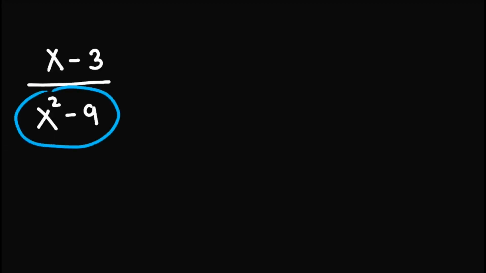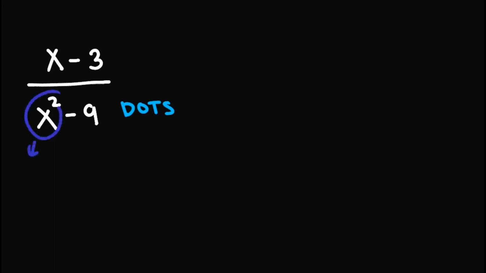Let's have this fourth example. We have x minus 3 all over x squared minus 9. Now in this example, observe that the denominator this time is a difference of two squares. Indeed, x squared is a perfect square, and its square root is x, and 9 is a perfect square, and its square root is 3.